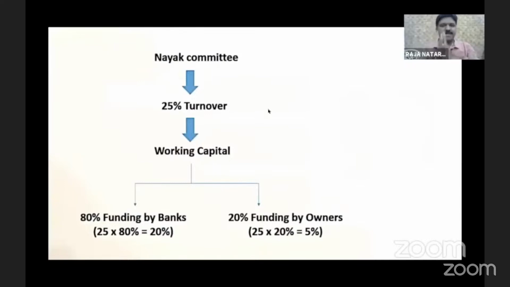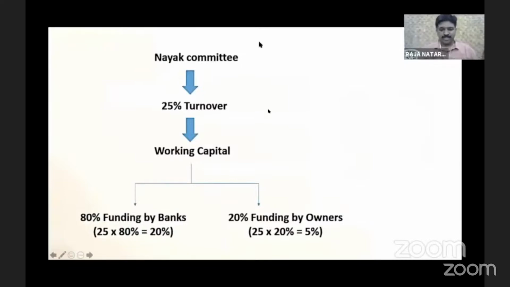So the cycle we have discussed is basically the core foundation of the Nayak committee method of assessment. We also call that method what? Turnover method. Because the cycle we discussed said the total days are 90 days. It means there are 4 cycles. So each cycle represents 25%. Okay, that's what the Nayak committee also says.